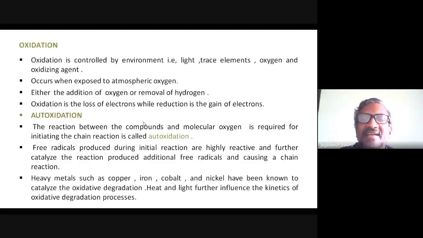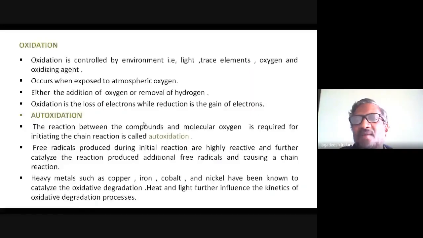Another one is trace elements like heavy metals, which also enhance oxidative degradation by creating free radicals. These trace elements create nascent electrons and free radicals. That free radical will initiate a chain reaction, and the chain reaction will progress the oxidation mechanism. This is another problem.